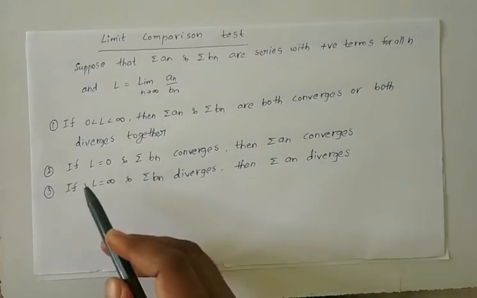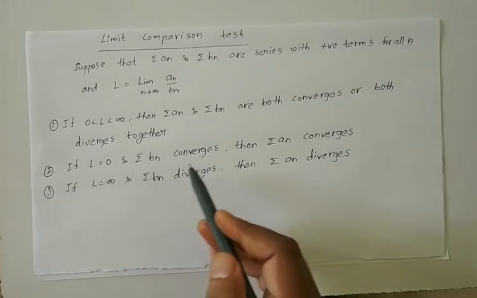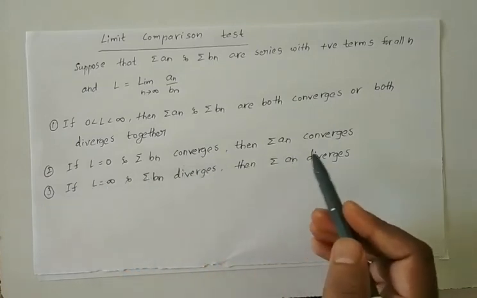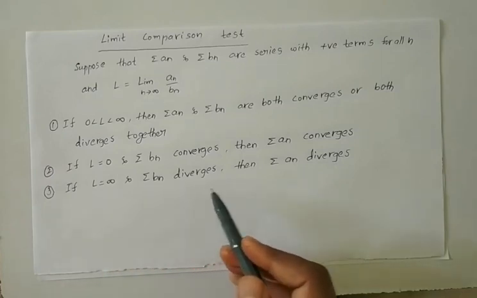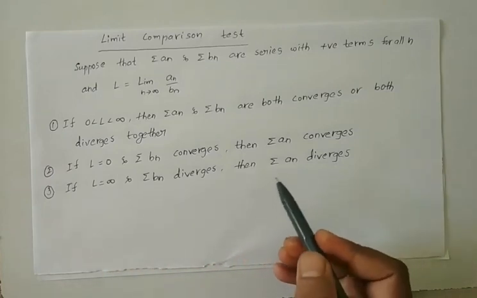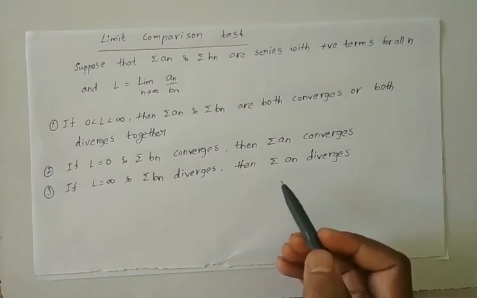Okay, what is the second one? If L is equal to 0 and summation bn converges, then summation an converges. What is the third one? If L is equal to infinity and summation bn diverges, then summation an also diverges.